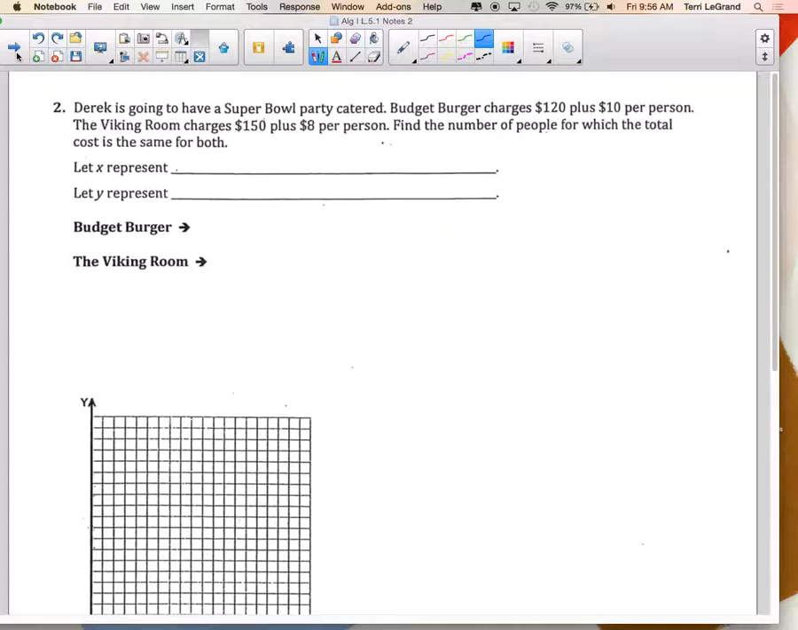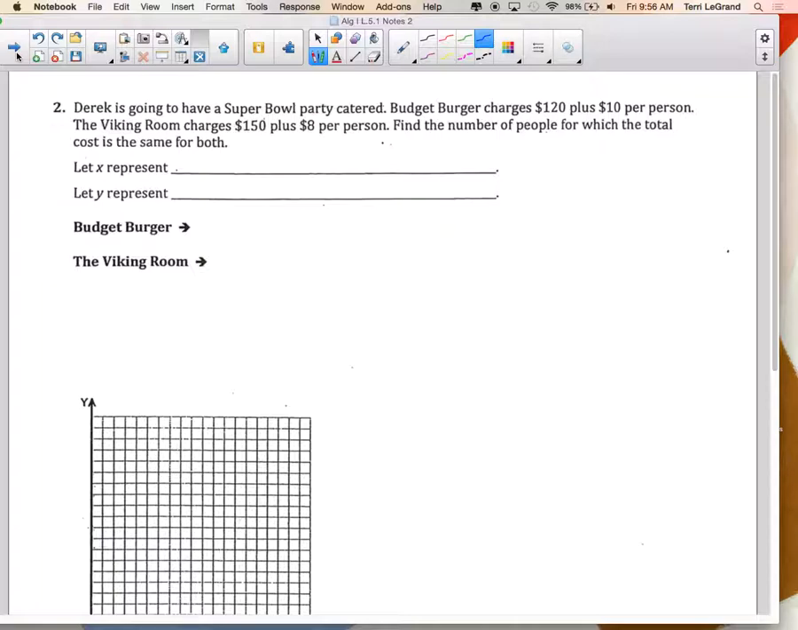Okay, so maybe it's just like he asked some of his friends which one they would like, and they say Budget Burger, and a bunch of others say, well, no, we think the food from the Viking is better. And you're trying to decide which set of friends you should satisfy. It was kind of a toss-up, so do I just flip a coin? No, let's figure out how many people I would invite so the cost would be the same, and then I'll flip that coin and see, okay?